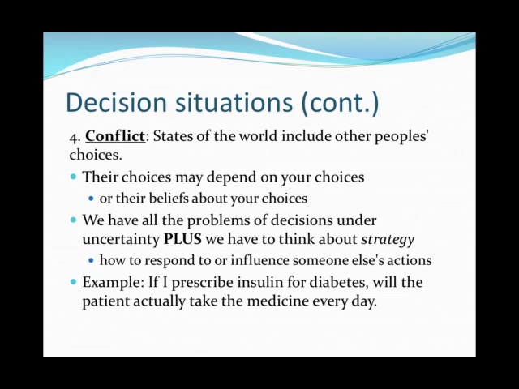The last one here is conflict, and that's where the states of the world include other people's choices, where their choices may depend on your choices or even their beliefs about your choices. I'll give you an example, but in general, we have all the problems of decision under uncertainty, plus we have to start thinking about our strategy of how we implement the decision. We need to start thinking about how to respond to someone else's actions or how to influence someone else's actions.